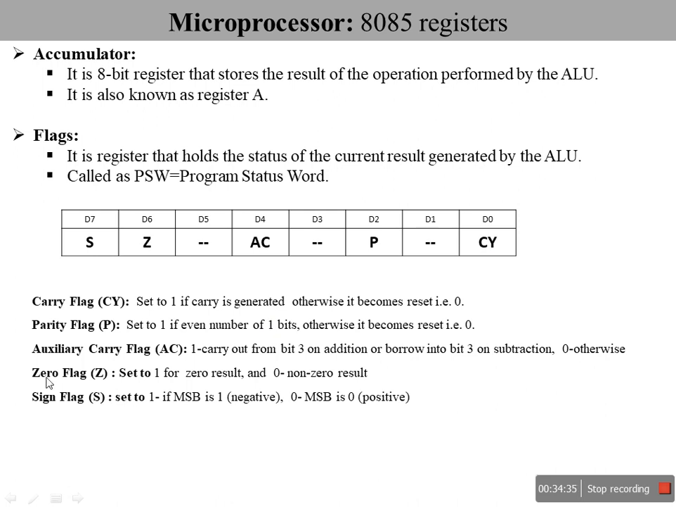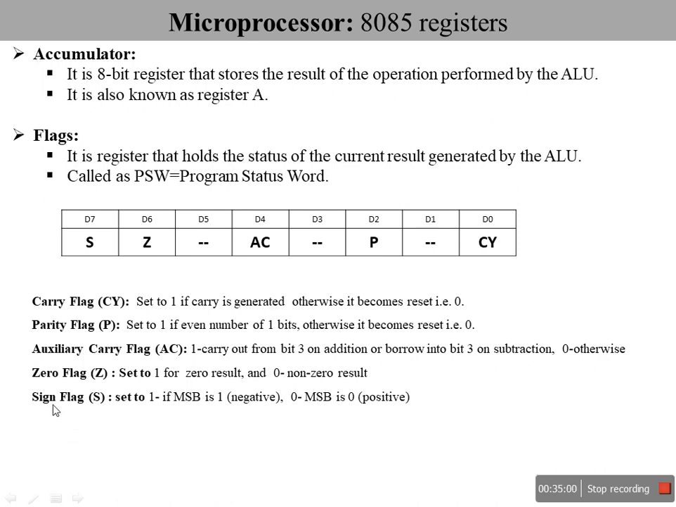Now similarly, another flag is the zero flag. If the result is 0, then this flag register will be set to 1. If the result is non-zero, then the flag will be set to 0.